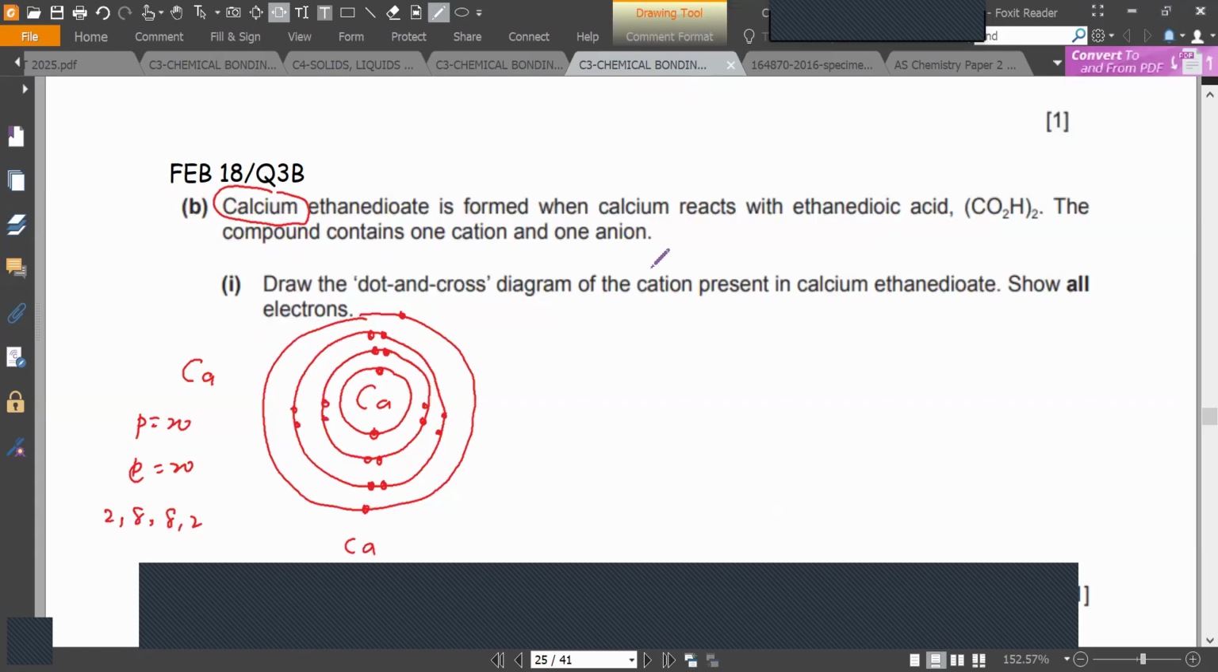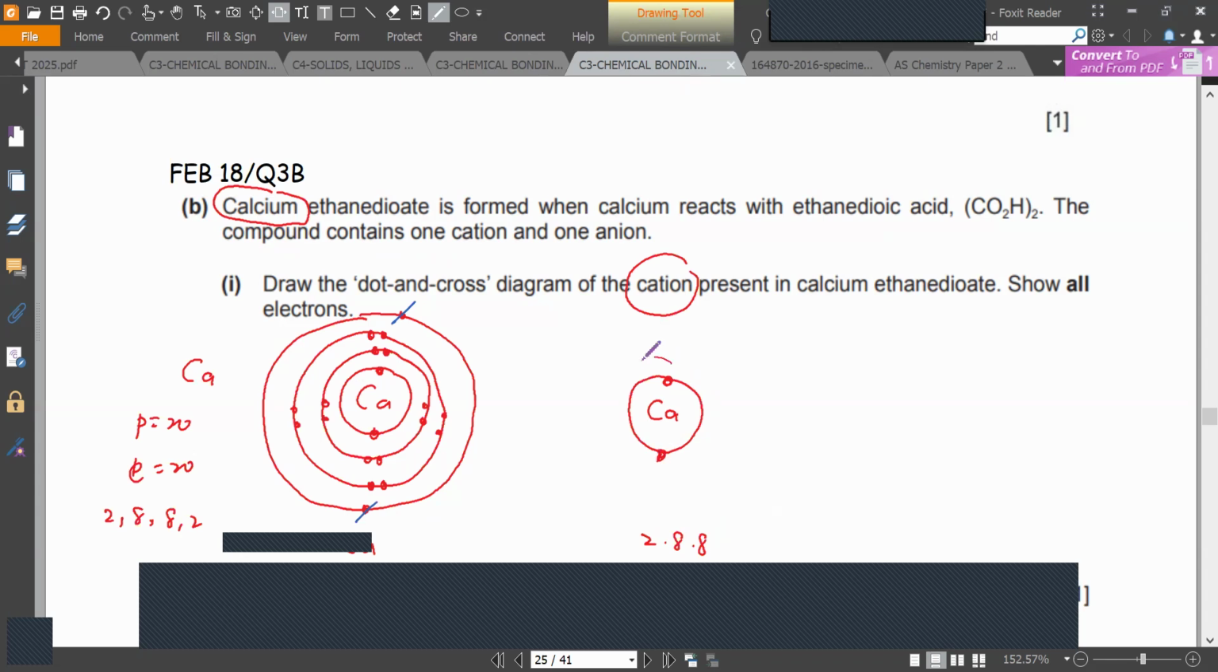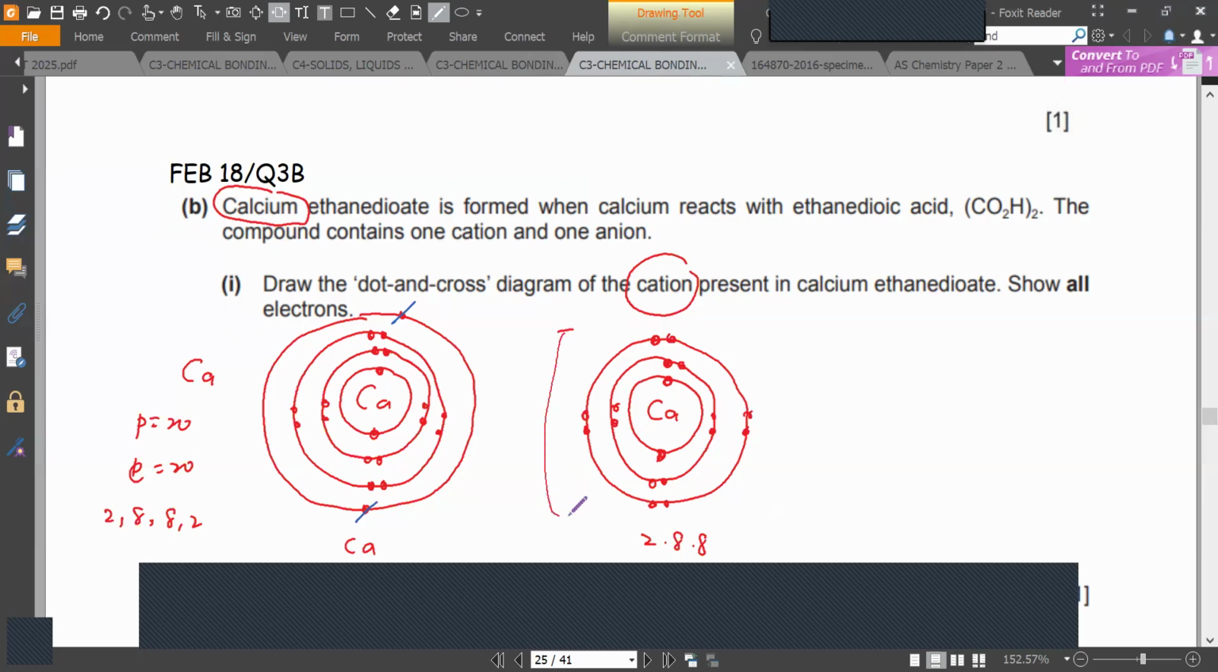How about when it forms the cation? When it forms the cation, it will lose the outer electrons, so we are just left with 2, 8, 8. After losing 2 electrons, we get the 2 plus.